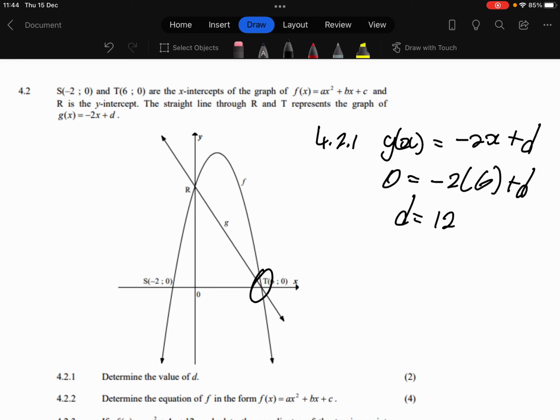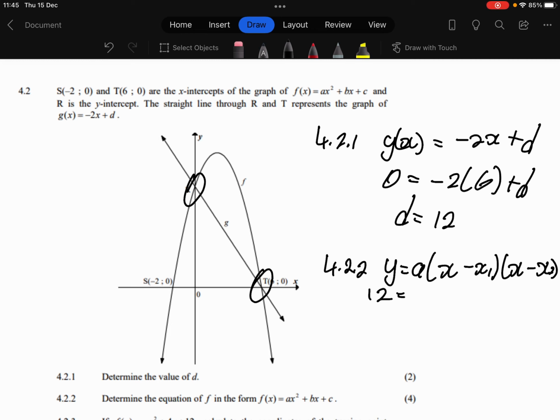4.2.2 says determine the equation of f in the form f of x is equal to ax squared plus bx plus c. We can start off with the intercepts. Because we know the intercepts, we can use the formula y is equal to a into x minus x1 into x minus x2. All we need is the two x-intercepts and another coordinate. Do we have that other coordinate? Yes, we do. What is that coordinate? It is r. So in this case we have 12, because that's the coordinate of r.